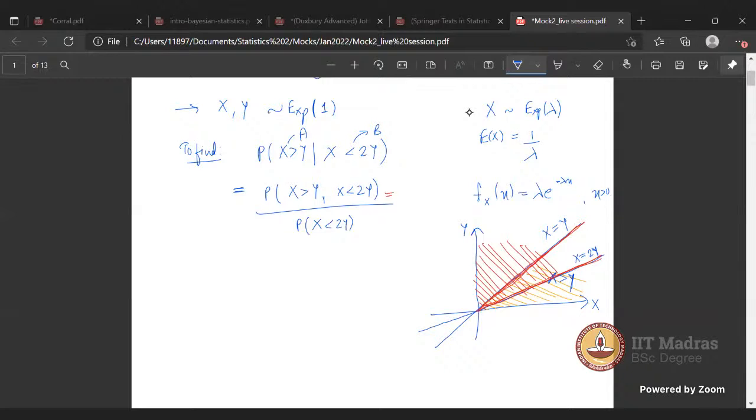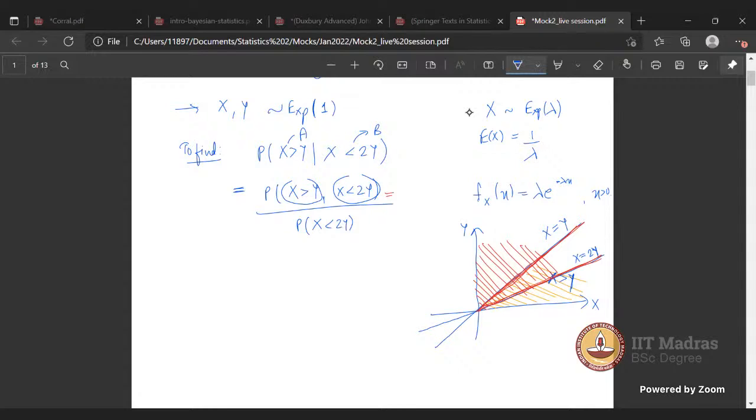So can we write probability of x greater than y into probability of x less than 2y? No. See, x and y are independent, but it is not given that x greater than y. These are two different events, one event A, another event B. It is not given that the event A is independent of event B. It is given that x and y are independent. So these may not be independent.